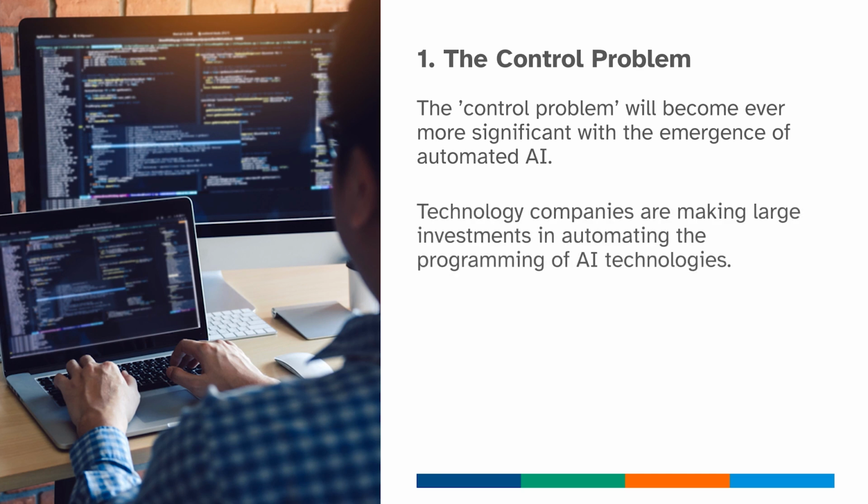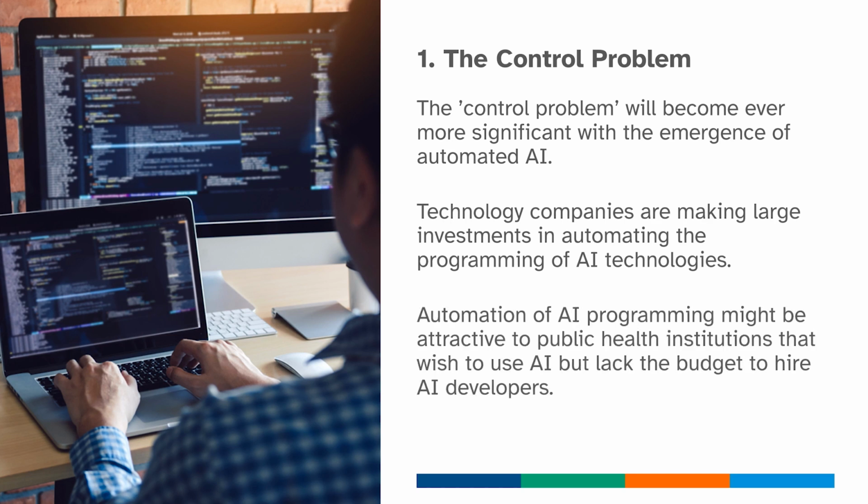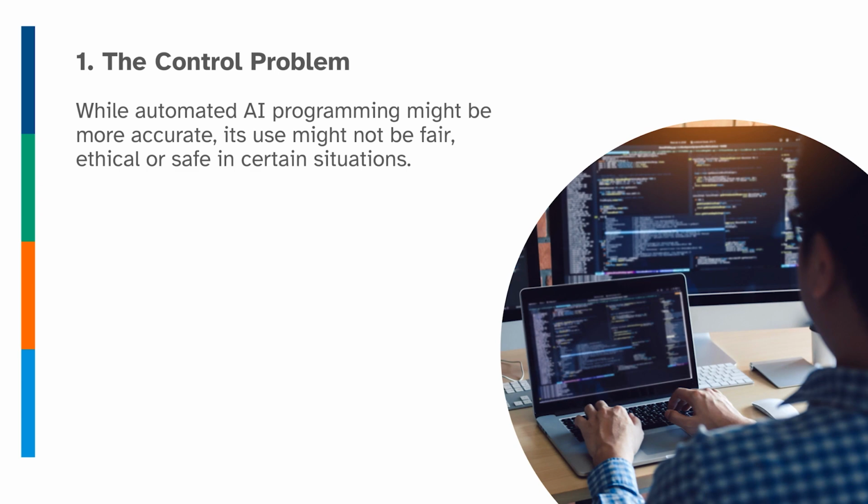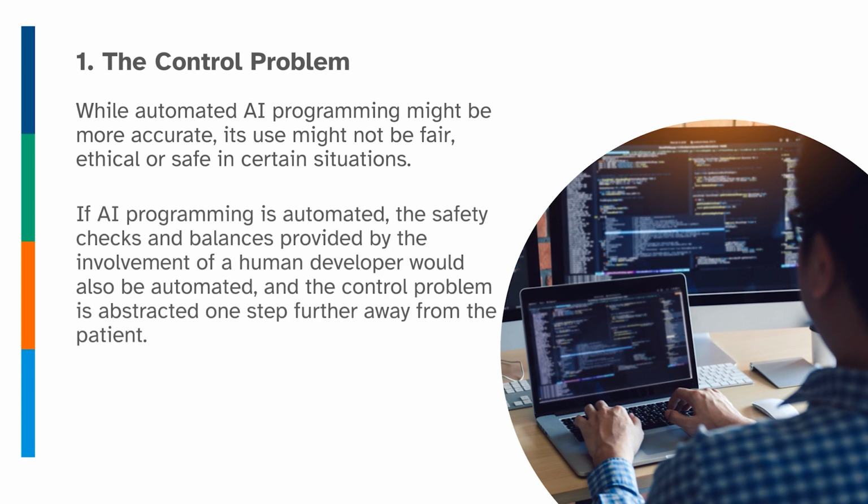Technology companies are making large investments in automating the programming of AI technologies, partly because of the scarcity of AI developers. Automation of AI programming through programs such as Big ML, Google Auto ML, and Data Robot might be attractive to public health institutions that wish to use AI but lack the budget to hire AI developers. While automated AI programming might be more accurate, its use might not be fair, ethical, or safe in certain situations. If the AI programming is automated, the safety checks and balances provided by the involvement of a human developer would also be automated, and the control problem is abstracted one step further away from the patient.